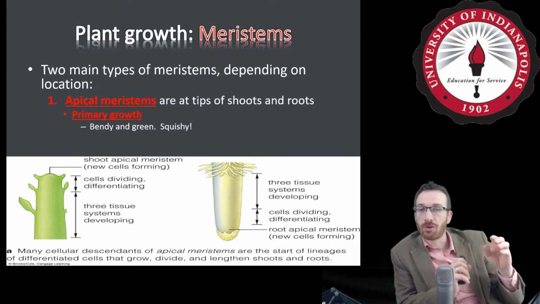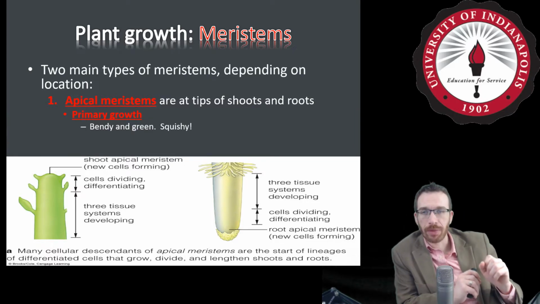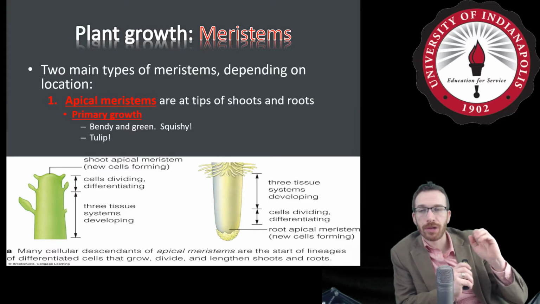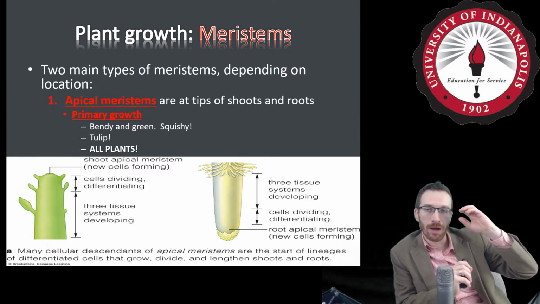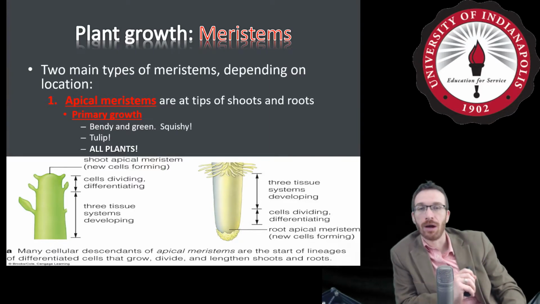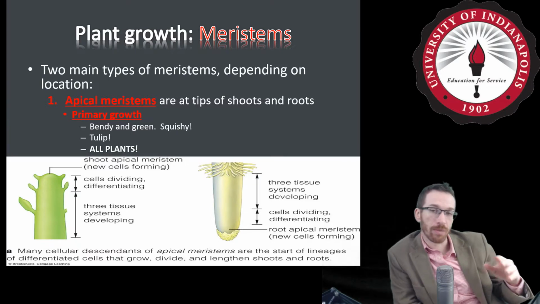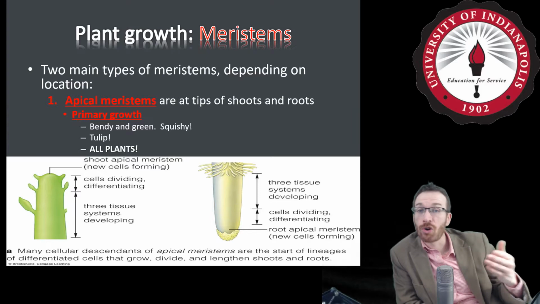Okay, this is also going to be bendy, green, squishy growth. Think of a tulip, where you have all primary growth. All plants have this. It's just that some plants replace this primary growth with something we call secondary growth. But those plants that do not, the plants that just have primary growth, are called herbaceous plants.